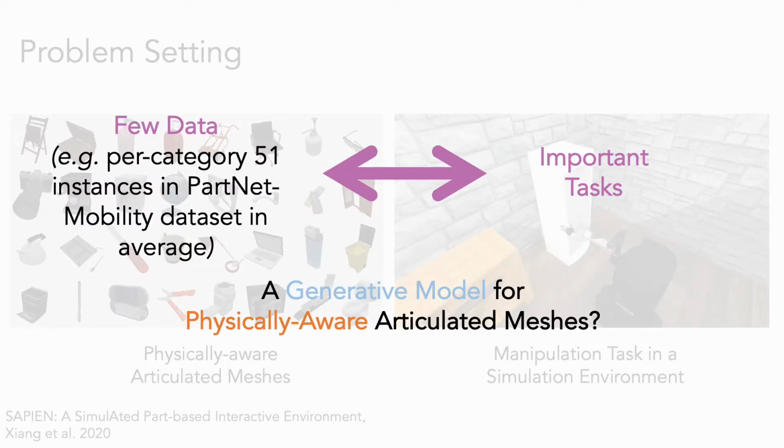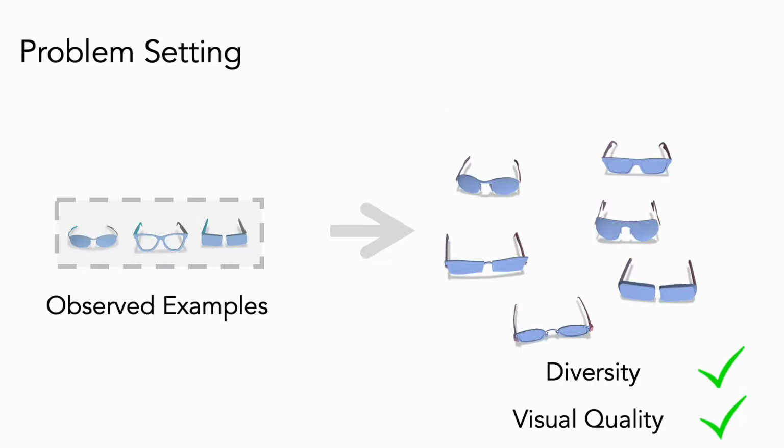Despite their promising application scenarios, existing articulated mesh datasets are only at a small scale, usually containing no more than 100 instances for each category. This naturally points us to devise a generative model that can generate articulated meshes with diverse geometry, high visual fidelity, and also correct physics to support physically realistic simulation.